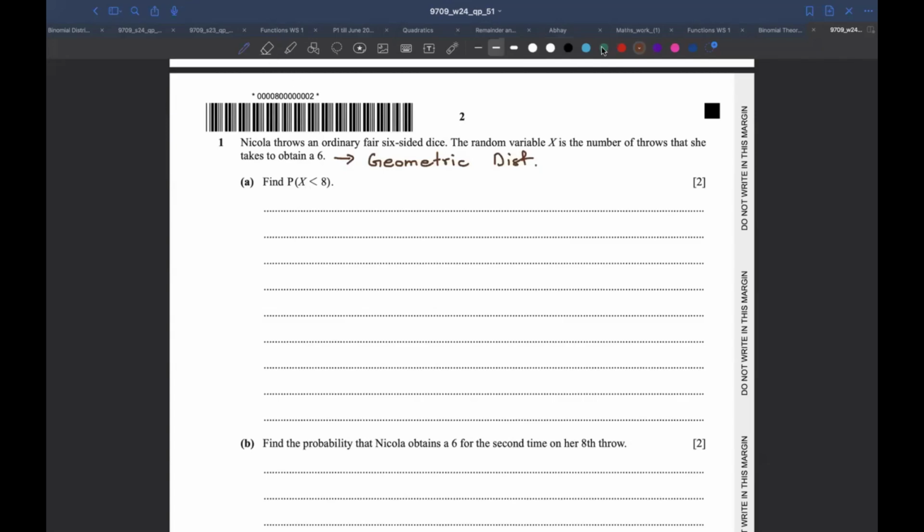Now it says find the probability that X is less than 8. What this means is that she has to get a 6 before the 8th attempt. For X less than 8, she can get a 6 on the first attempt. What will be the probability? That's 1 upon 6. She can also get a 6 on the second attempt. It means the first attempt will be a failure, and then on the second attempt, she gets a 6.